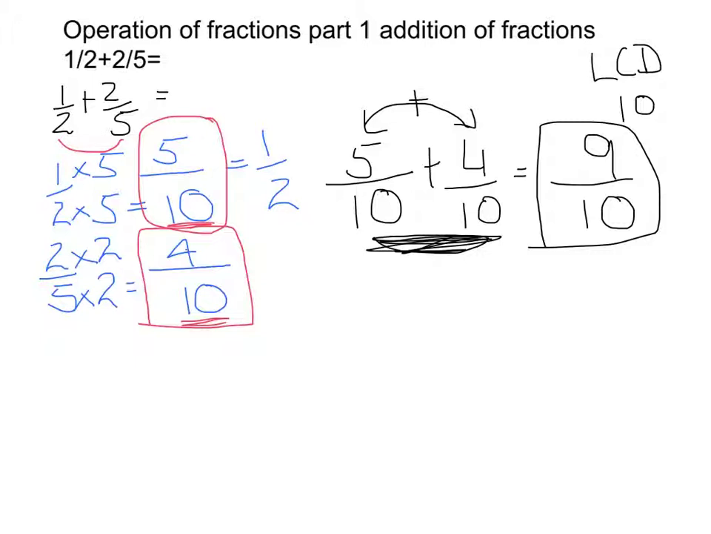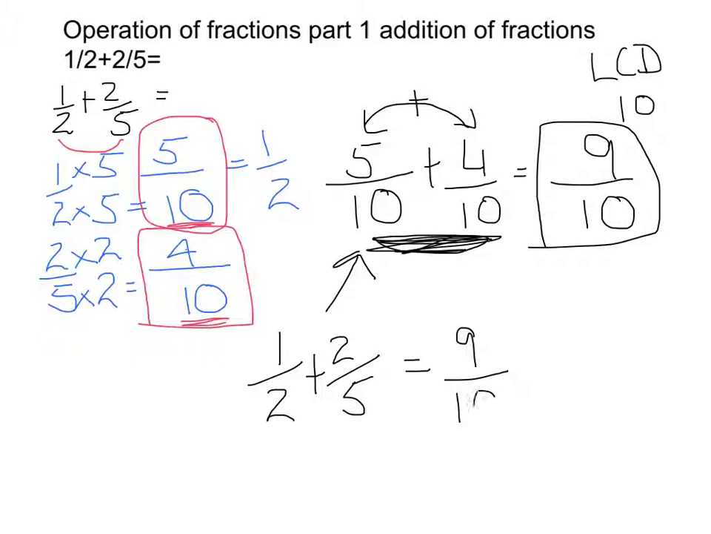So if we write it down, 1/2 plus 2/5, we know that the only way that we can do that is to find the common denominator, and we could give our answer as 9/10.